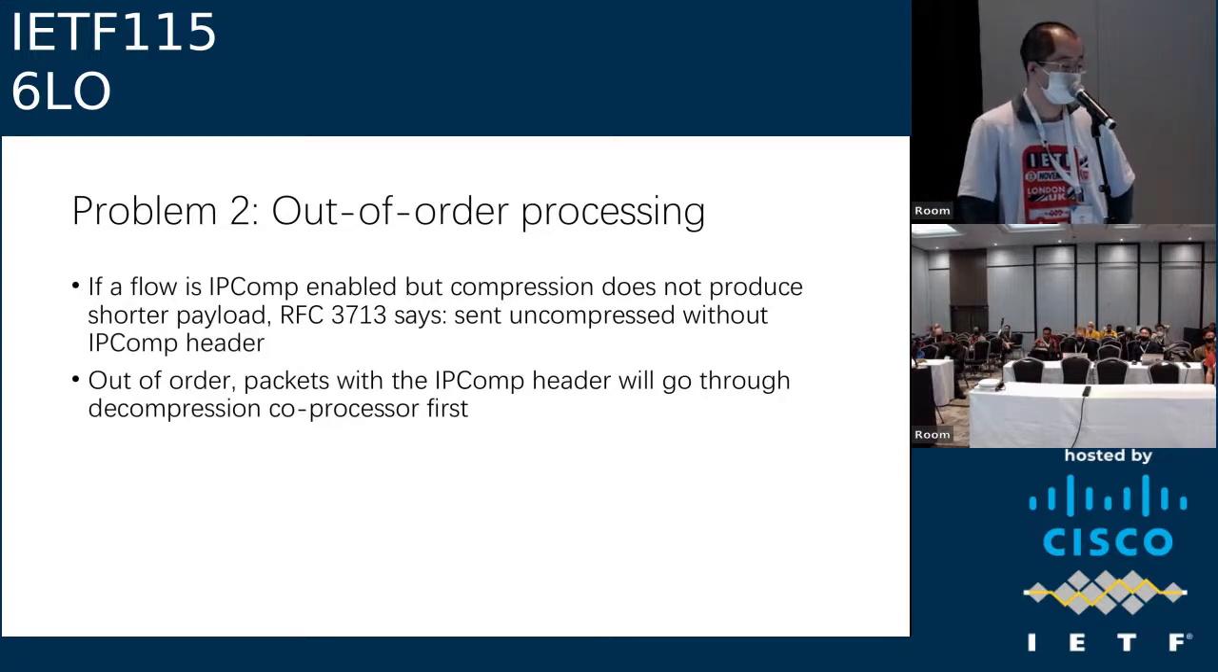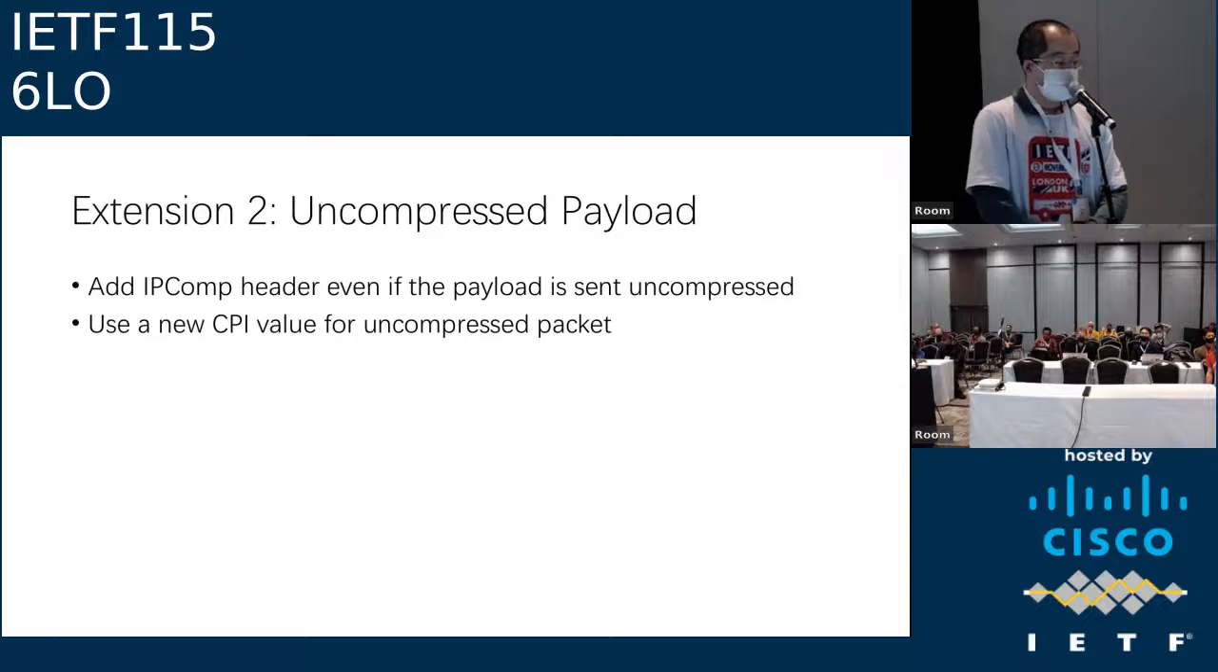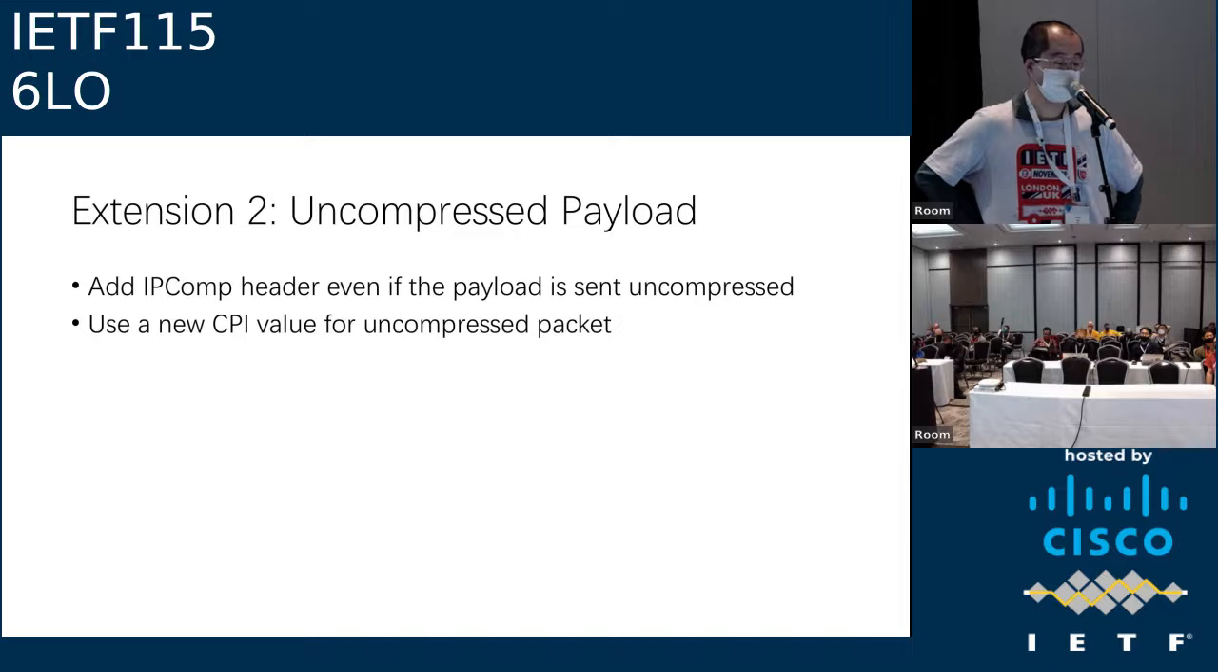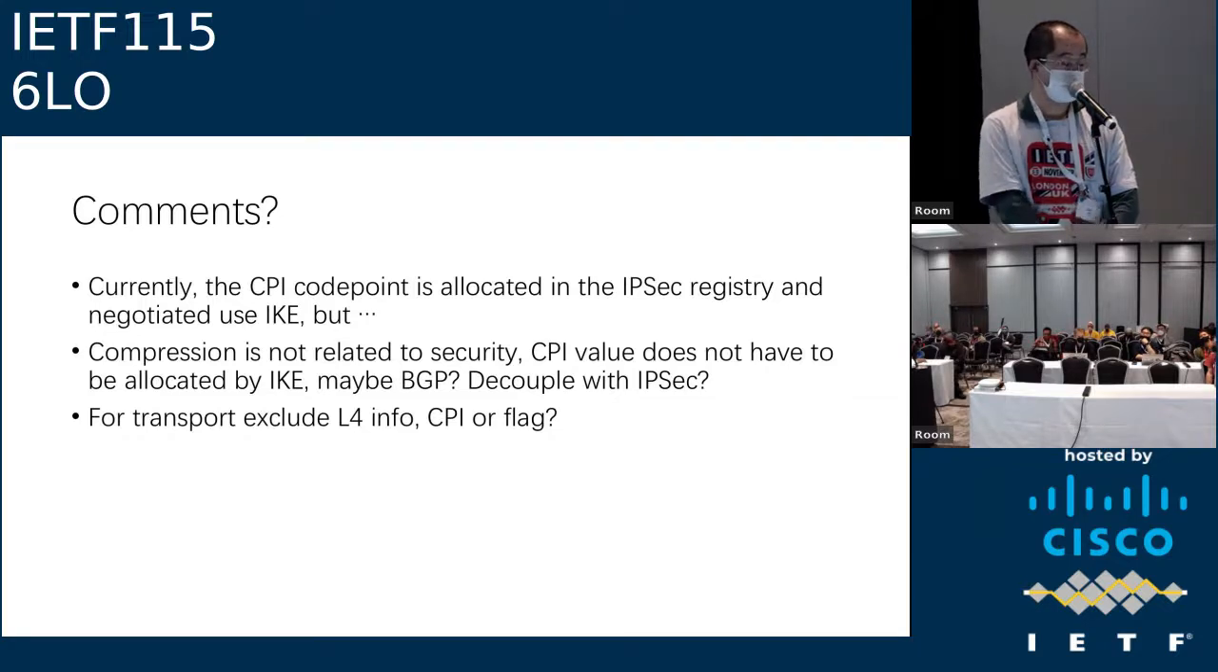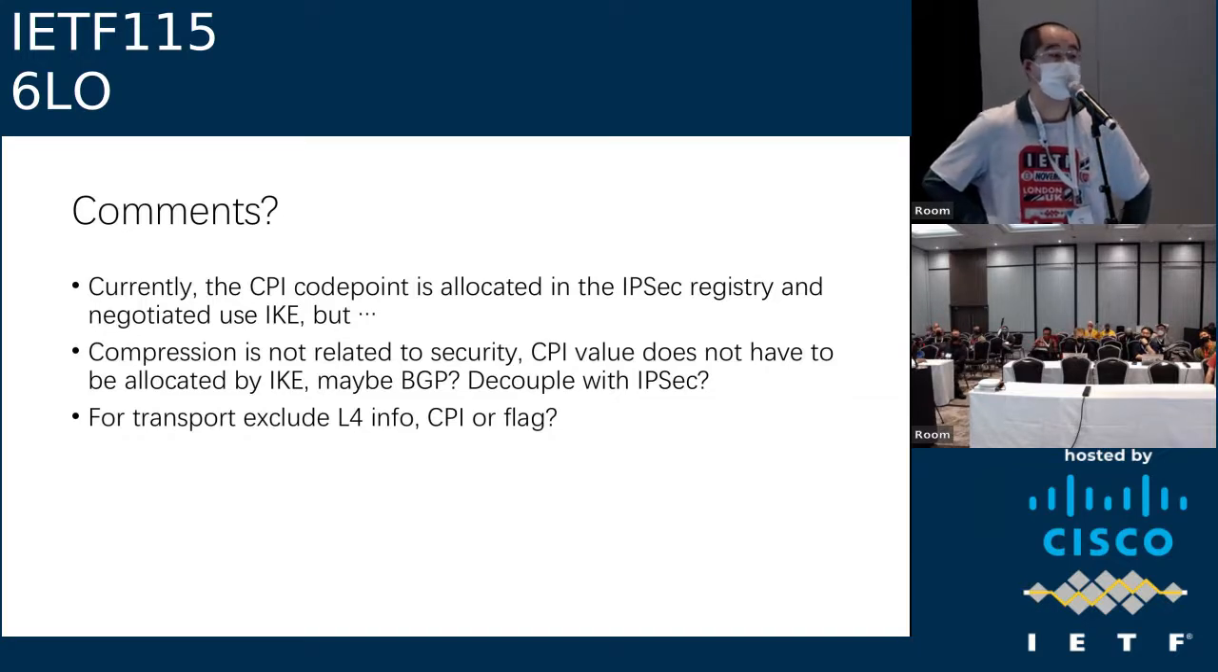So the second extension is that we add the IPComp header regardless of whether the payload is sent compressed or uncompressed. We can just add a new CPI value for the uncompressed packet. Next slide, please. Yeah, that's all. Basically, we think 6LO also has some kind of header compression, so we can ask for suggestions about this kind of design.